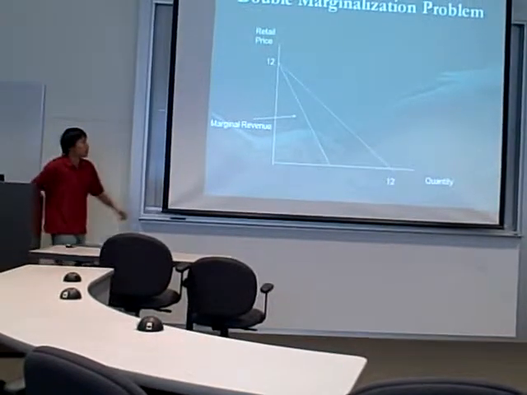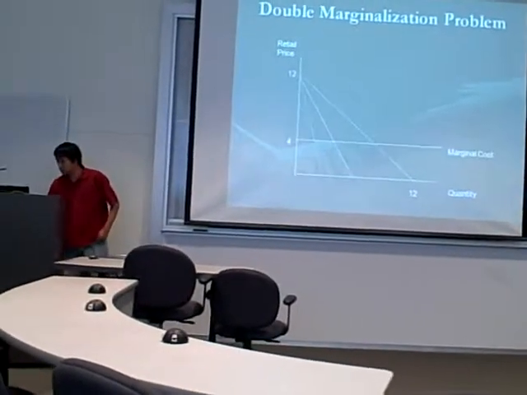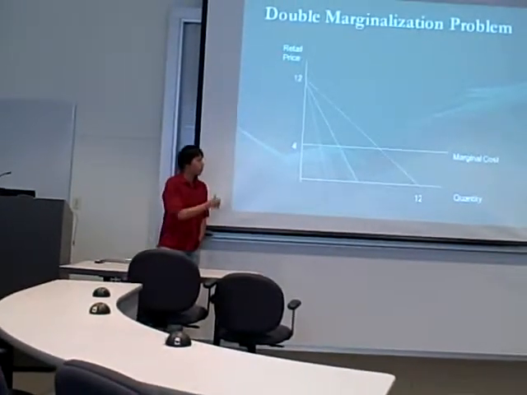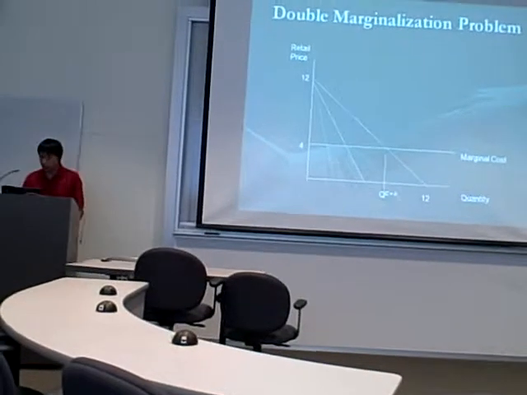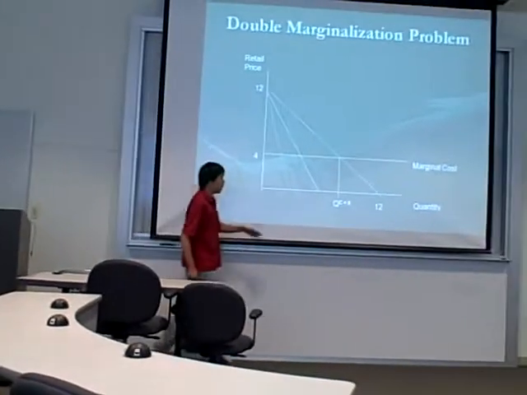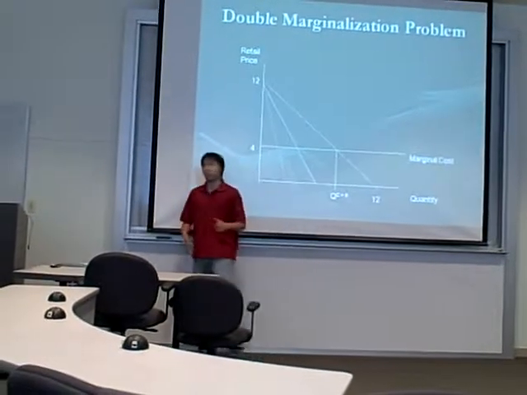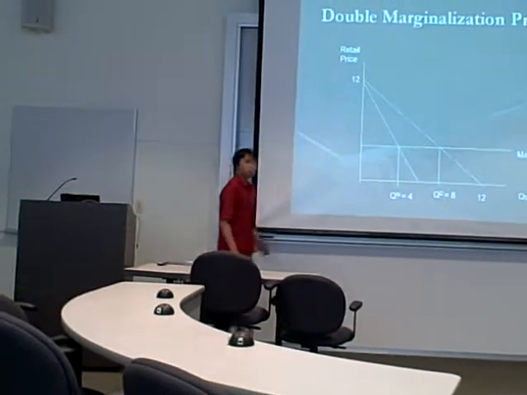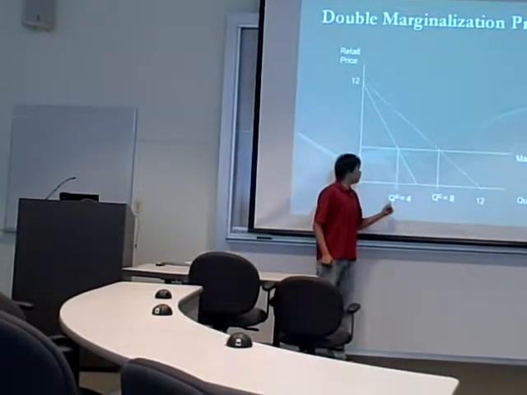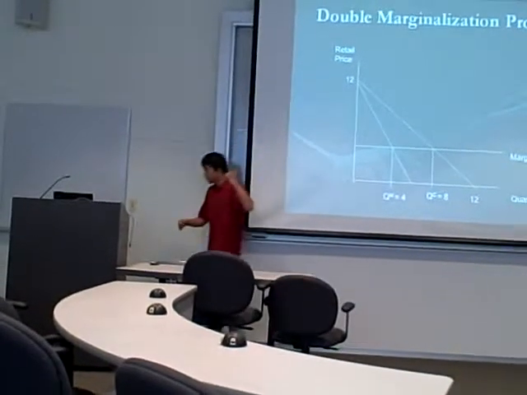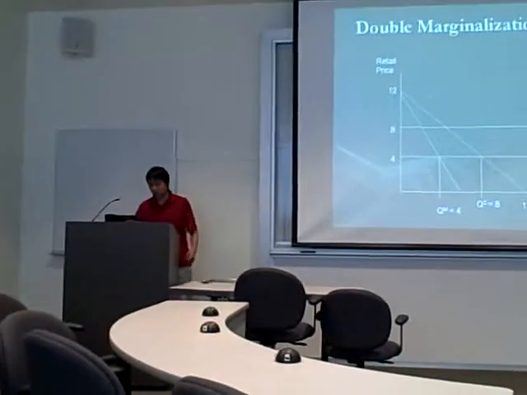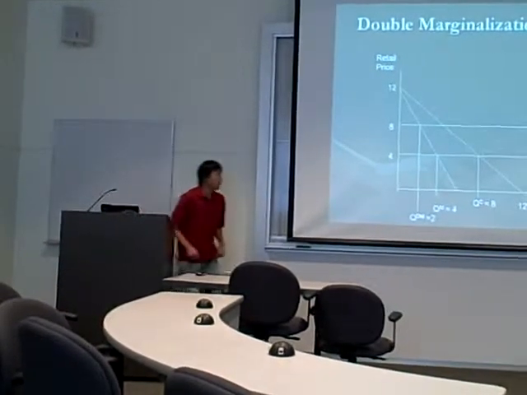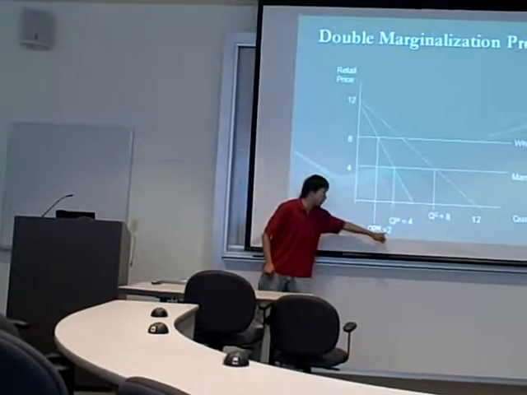And this is the marginal revenue curve for both. And we assume the marginal cost for the manufacturer is 4. So it's very easy to know that under perfect competition, the equilibrium quantity will be 8. And under the monopoly, the equilibrium quantity will be 4, because marginal revenue equals marginal cost, and the wholesale price will be set at 8. And under double marginalization, the quantity will be 2.